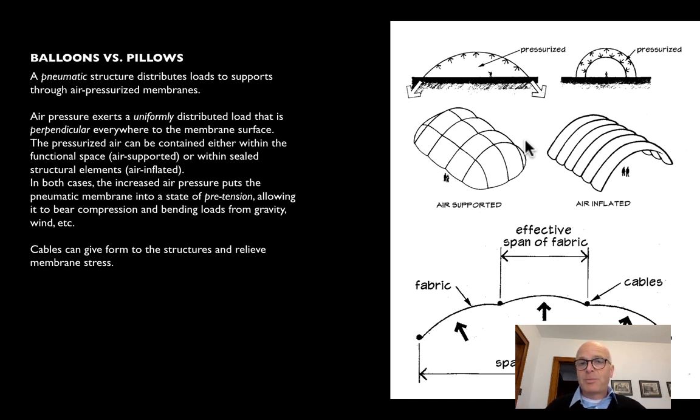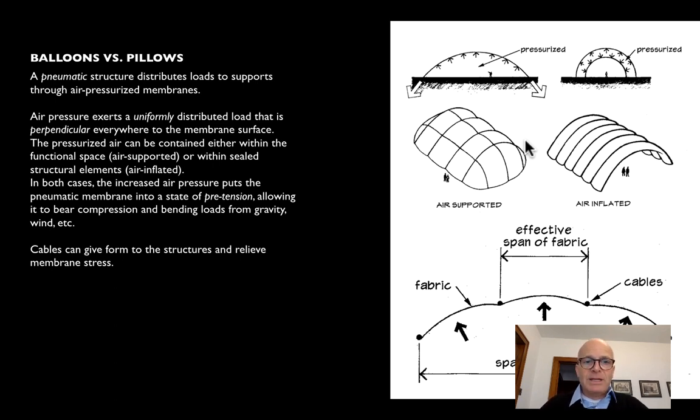If we make this force high enough, we're doing exactly the opposite of those heavy concrete roofs, right? We're putting the membrane into pretension, not by loading it up from above, but by loading it up from within, and putting so much tension into that membrane that whenever we get a force that's trying to put it into compression, whether that's gravity or wind or whatever, the pressure of the air inside is going to overcome that and make sure that the membrane is always in tension.